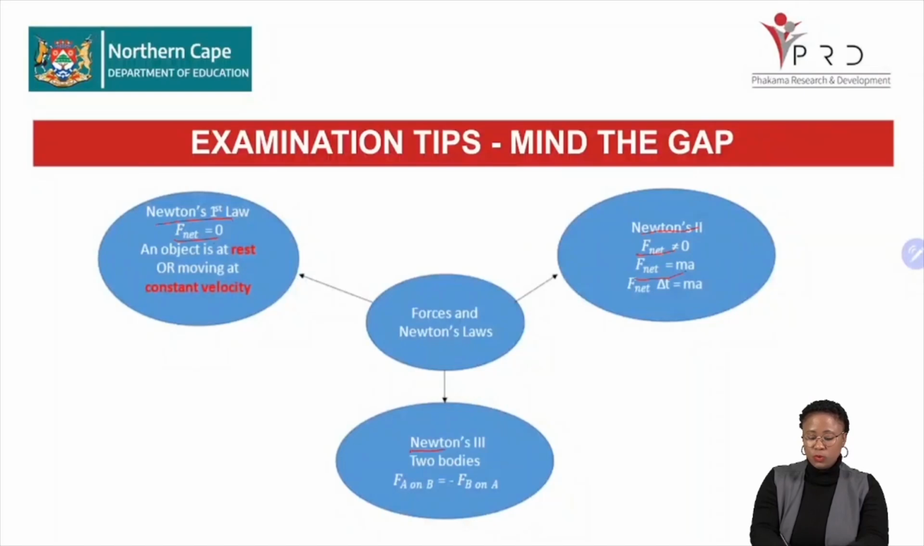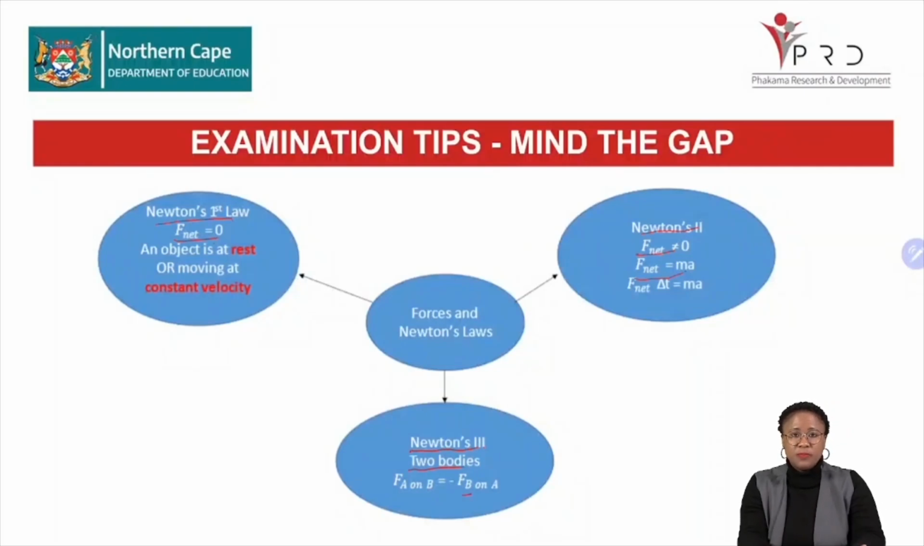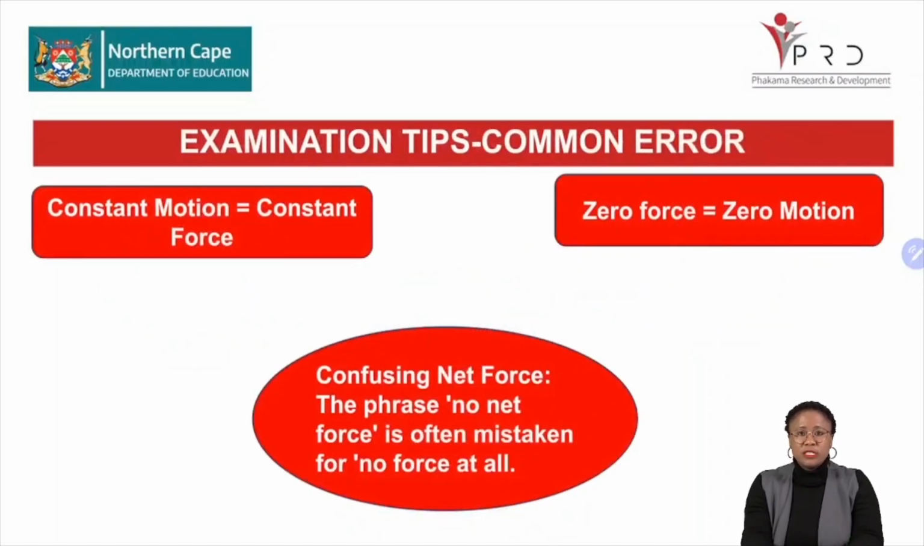acceleration. Newton's third law, we look at two bodies where we have object A exerting a force on object B, and object B also simultaneously exerting a force of equal magnitude on object A, but in the opposite direction. So remember that, right?